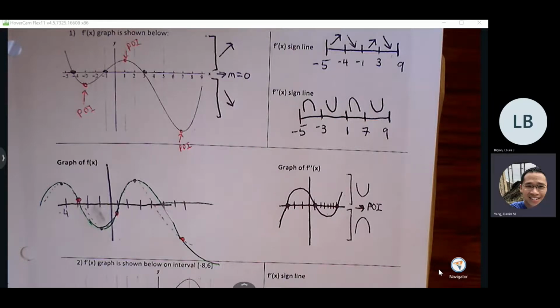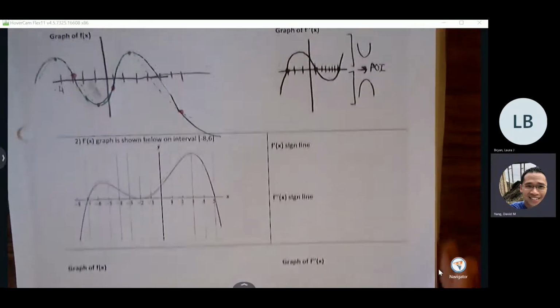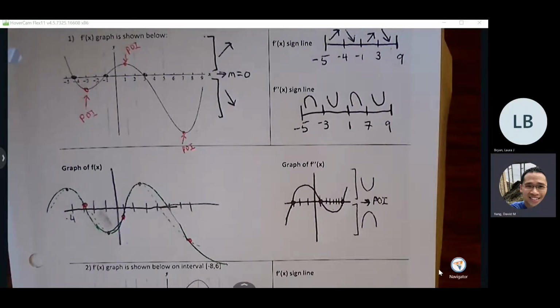Okay, now try one on your own, see if you can. Okay, so try number 2, and we'll walk through it after you try it. LJ, let me know if you have any questions as well. Okay, thank you.